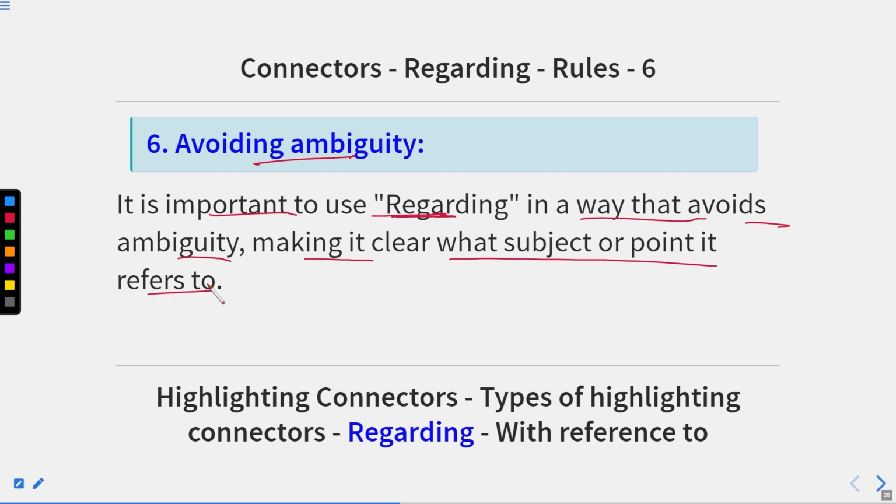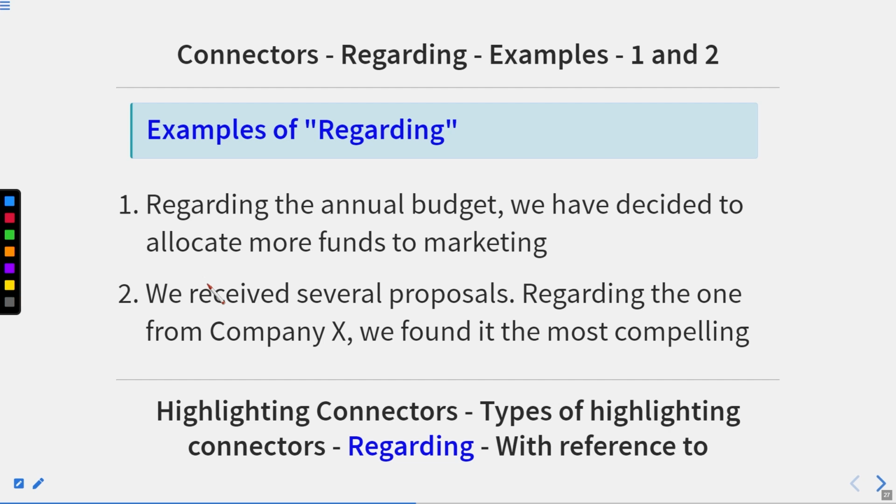point it refers to. Now, this is a very, very important thing, that whenever we want to use the word regarding, it should be used according to the sense of the sentence. It means the place of the word regarding should be just before that particular thing which we want to highlight. Because if it is not used in the same place, it may not be clear what is the thing that you want to point out, or what you want to highlight.